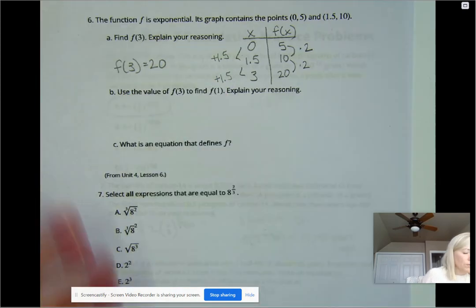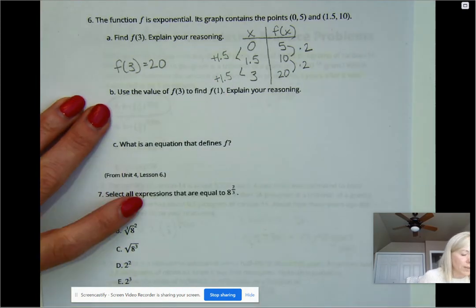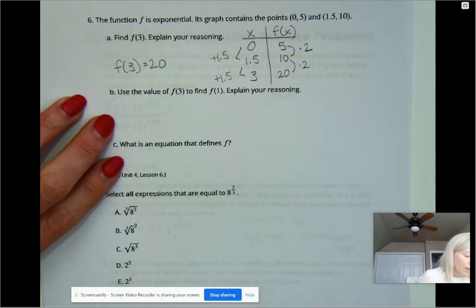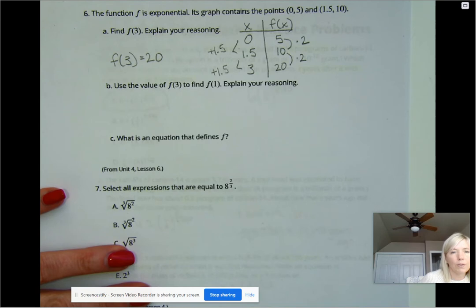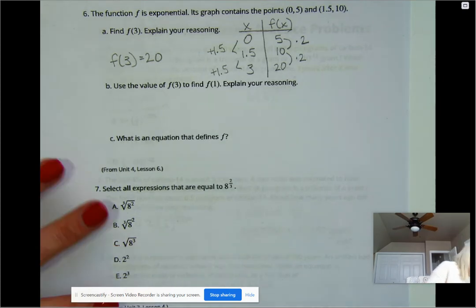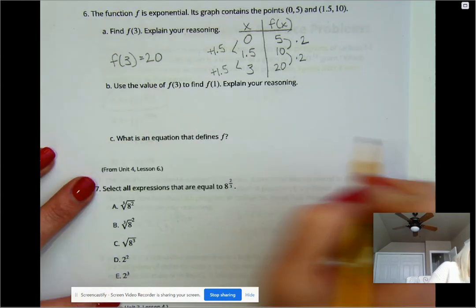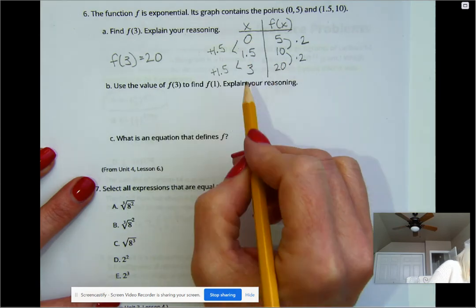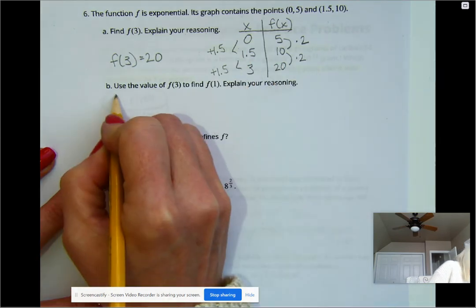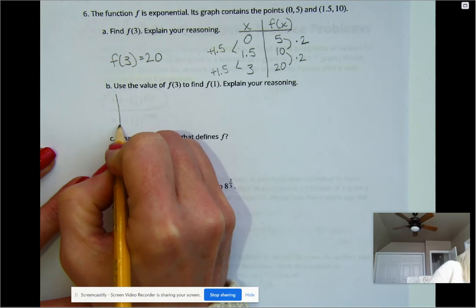So if I'm going to use the value of f of 3 to find f of 1, how could I do that? How could I use the value of f of 3 to find f of 1? Okay. So if I'm thinking about this, I'm going to kind of draw a little graph because that's going to make it easier for me to explain.